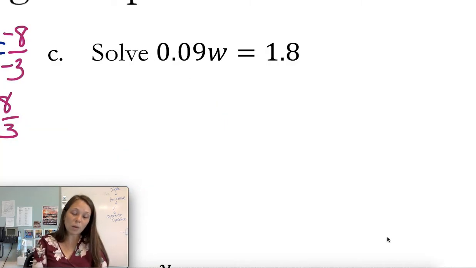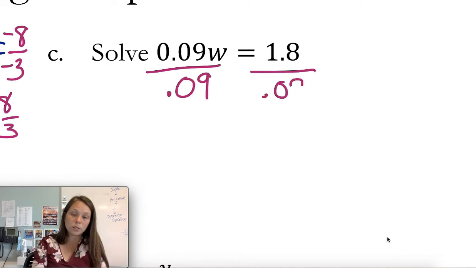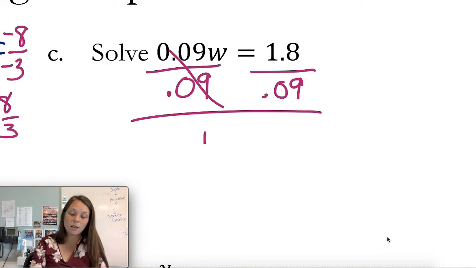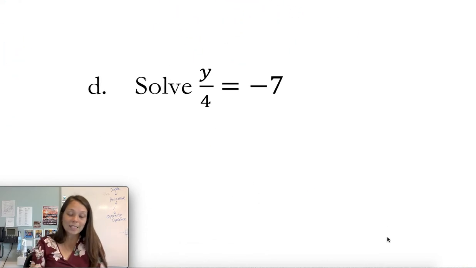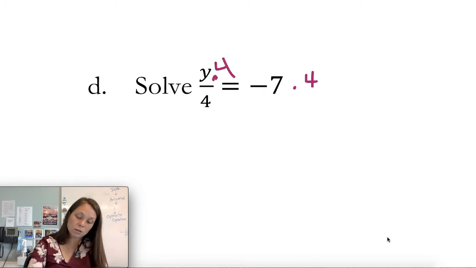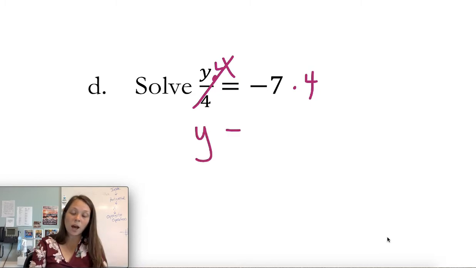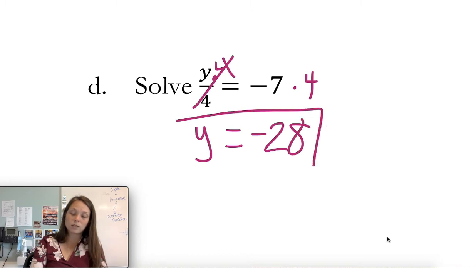All right, taking a look at problem C, 0.09 times w equals 1.8. Opposite of multiplication is division, so I'm going to divide both sides by 0.09. And I end up getting w is equal to 20. Looking at D, y divided by 4 equals negative 7. Inverse or opposite of division is multiplication. So I end up with y is equal to the product of negative 7 and 4, which is negative 28.